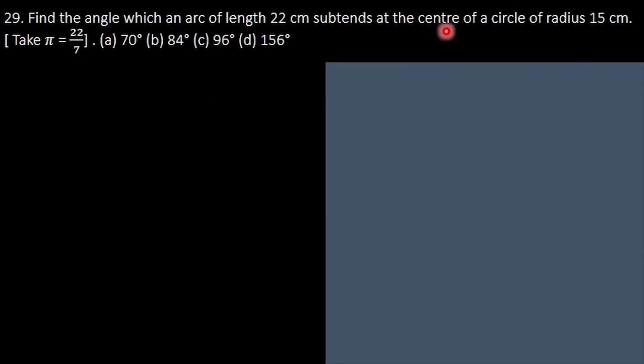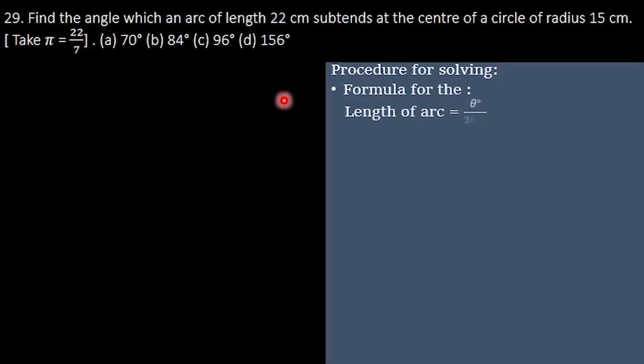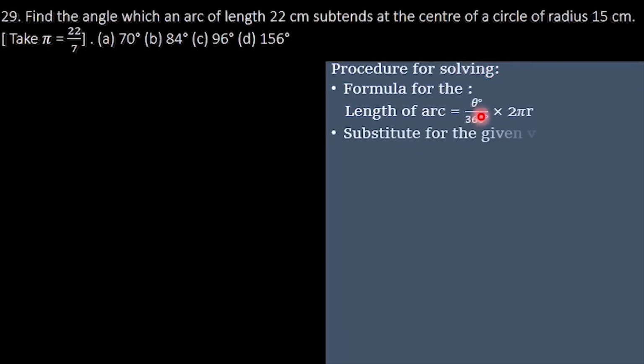Question 29. Find the angle which an arc of length 22 cm subtends at the center of a circle of radius 15 cm, and take pi equal to 22/7. Procedure for solving this: the formula for the length of arc is theta over 360 degrees times 2 pi r. Then substitute for the given values. Then solve for the angle.